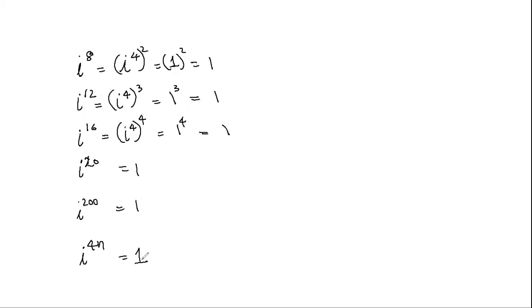So what is the technique of writing a multiple of 4? 4n. It is written as 4n. Everybody understood? So tell me, J, what will be I raised to 1000?